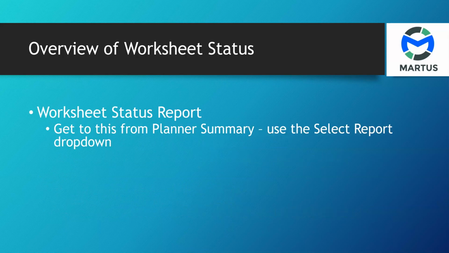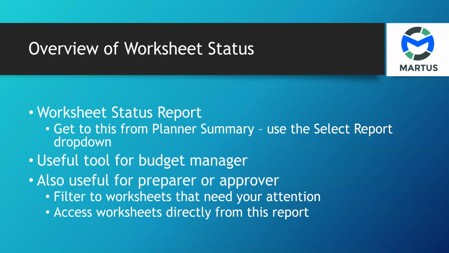The approval process is not hierarchical. Approval status can be reviewed on the Worksheet Status Report. This is a useful tool for the budget manager to review the overall budget. It is also a useful tool for any budget preparer or approver to review and even access the worksheets for which they're responsible.